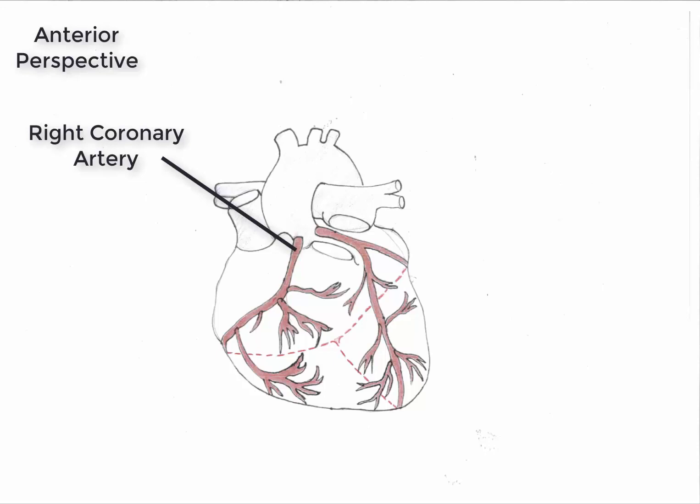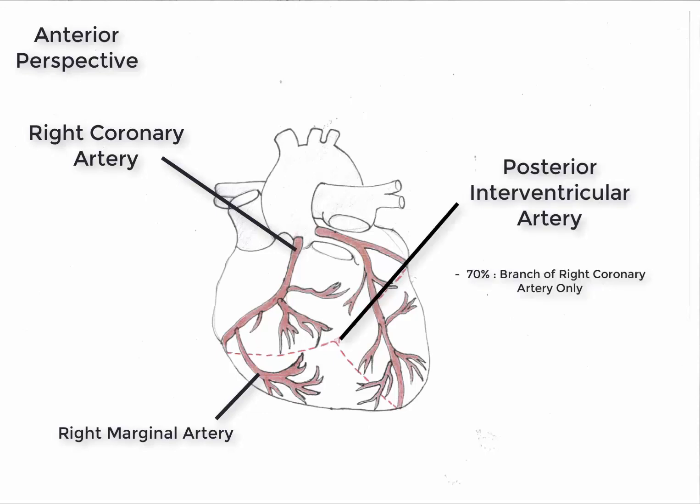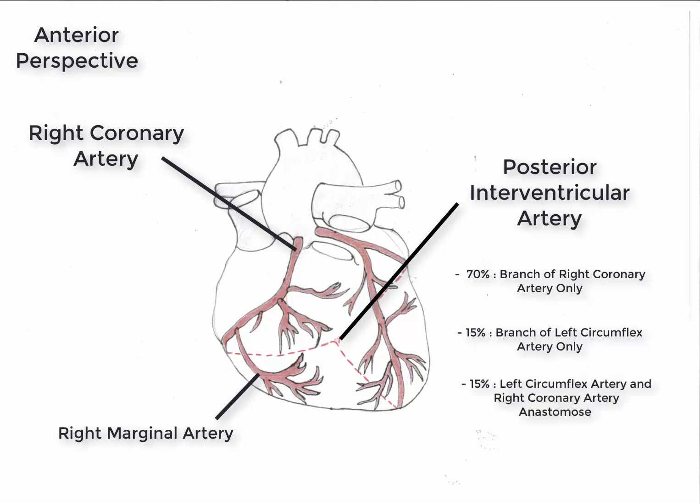The right coronary artery splits to form the right marginal artery anteriorly, and in 70% of individuals, it also splits to form the posterior interventricular artery. However, in 15% of individuals, the posterior interventricular artery is a branch of only the left circumflex artery, and in the other 15%, the left circumflex artery and right coronary artery anastomose to form it.